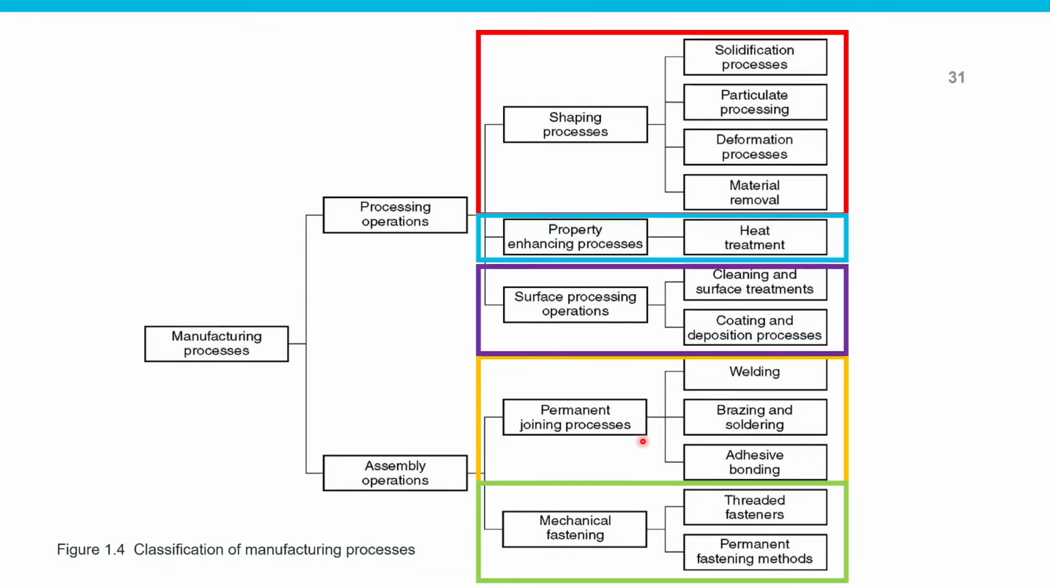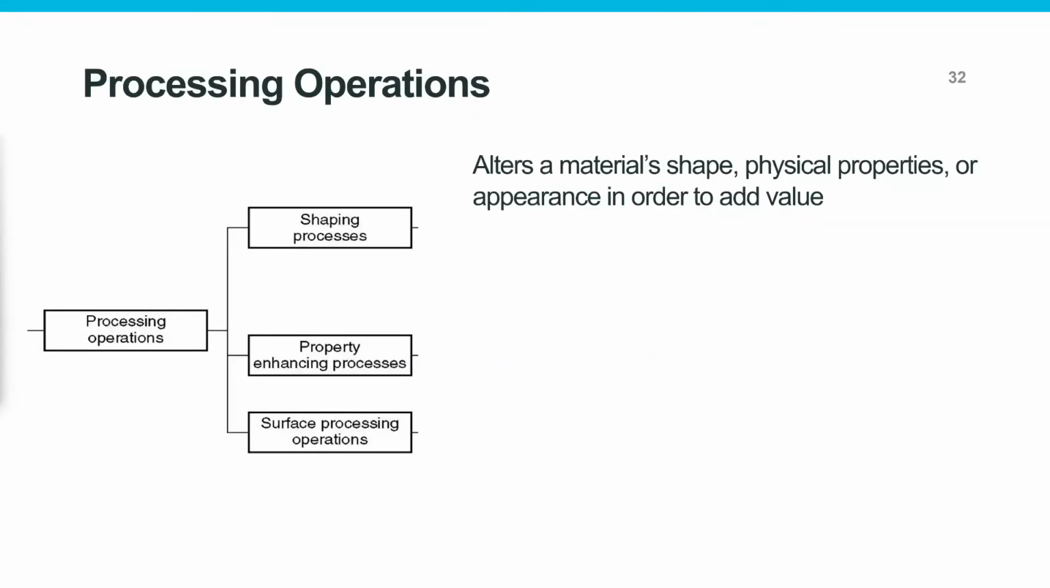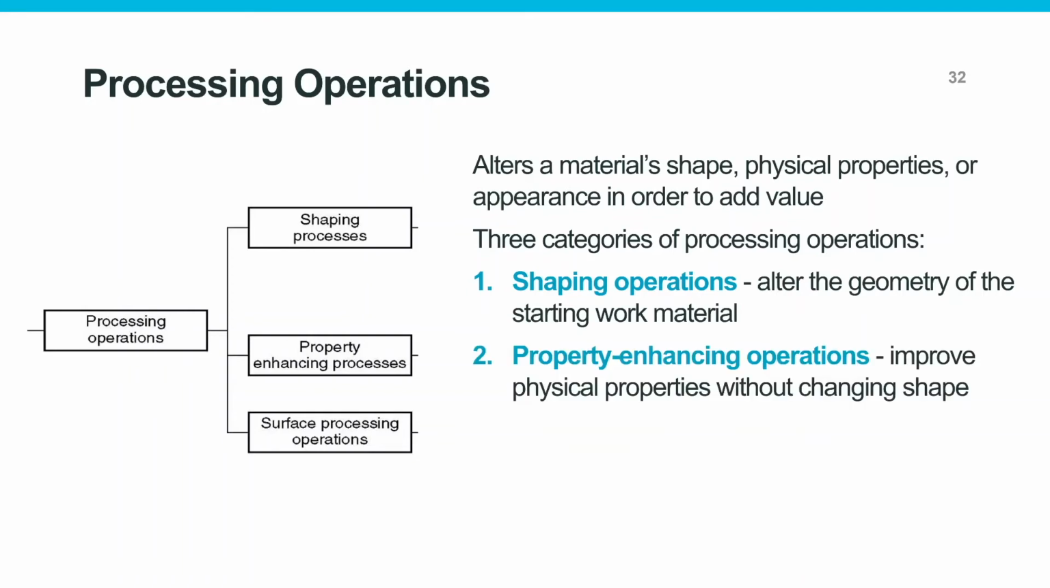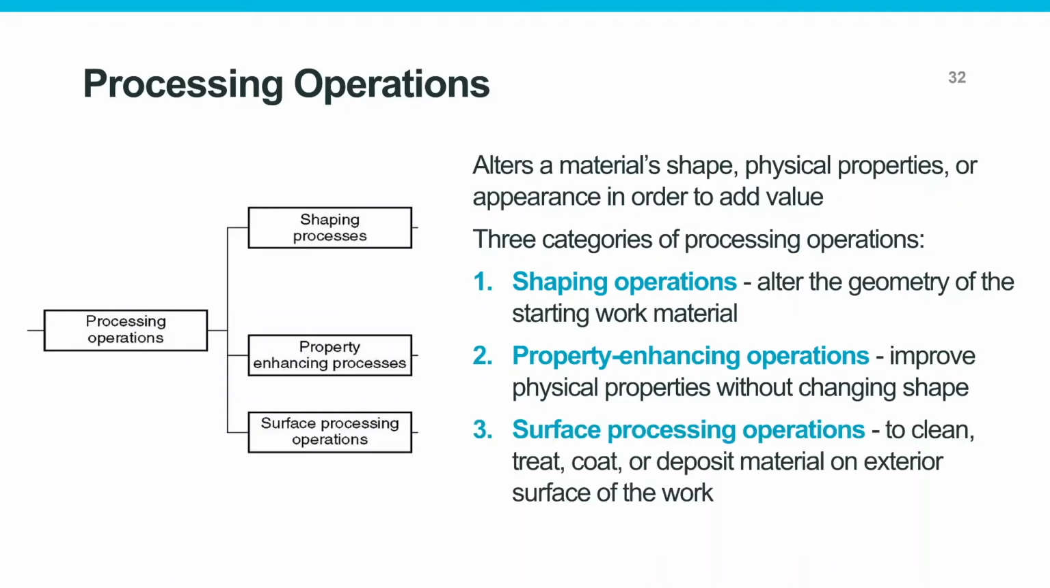But let's discuss each of them individually. Processing operations are whenever we alter a material's shape, physical properties, or appearance in order to add value. Three categories of processing operations are shaping operations, which alter the geometry of a starting work material; property enhancing operations, which improve physical properties without changing shape; and surface processing operations, which clean, treat, coat, or deposit materials on the exterior surface of the work.